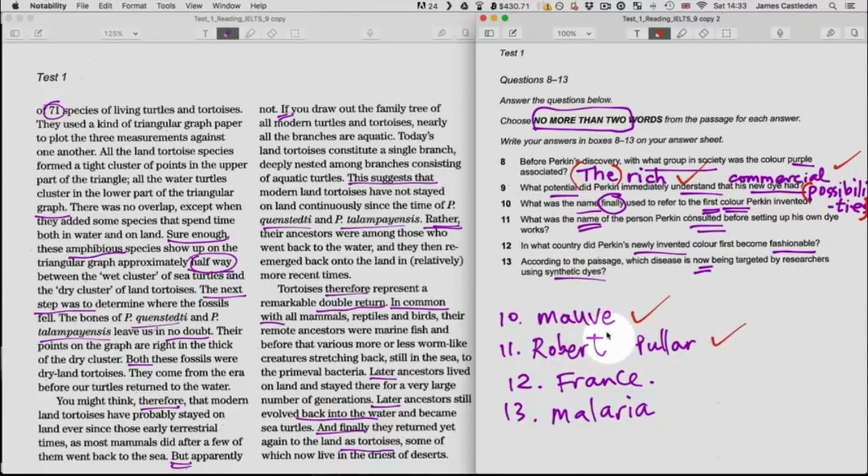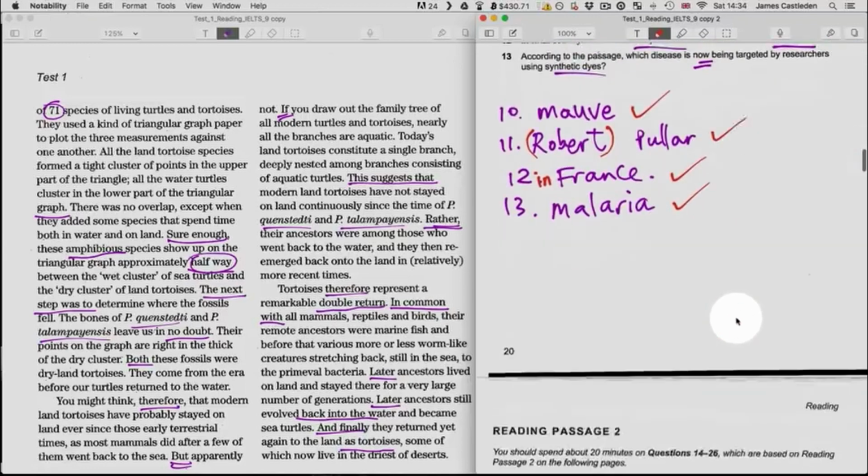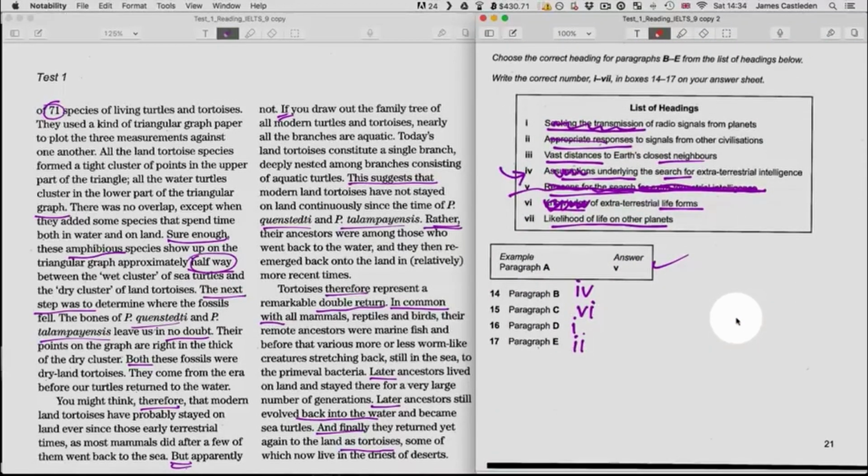Robert Pollard. If you just put Pollard, that's acceptable. 12 is France. You can also, things like in France is acceptable, and yeah, that's fine. And then 13 is malaria, thank goodness. Now we've got the answers for here. IV, so 4. There's, okay, we're going to 8.5 still. That is incorrect. Paragraph C.